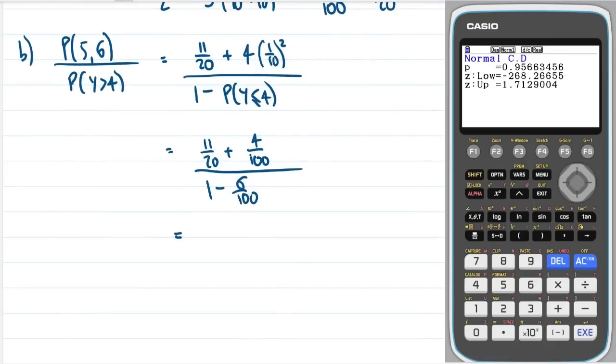So this gives us 59 over 100 on top, over 94 over 100. So this is a probability of 59 over 94.